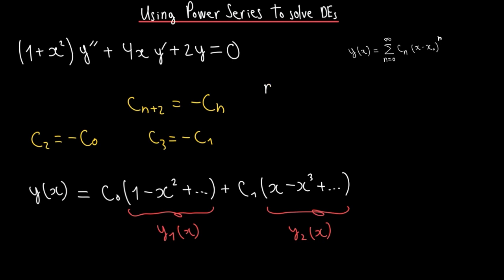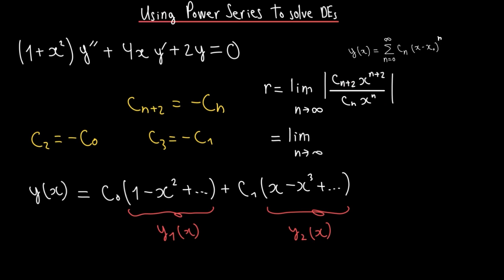And therefore, using the ratio test, we get that r, which is the limit of the successive terms in each of our series, so the absolute value of Cn plus 2 times x to the power of n plus 2 divided by Cn times x to the power of n, as n tends towards infinity, is equal to the limit as n tends towards infinity of, remember, Cn plus 2 is actually equal to negative Cn. So negative Cn divided by Cn is negative 1, but since we have the absolute value, it will just be 1. So we have the absolute value of x squared.